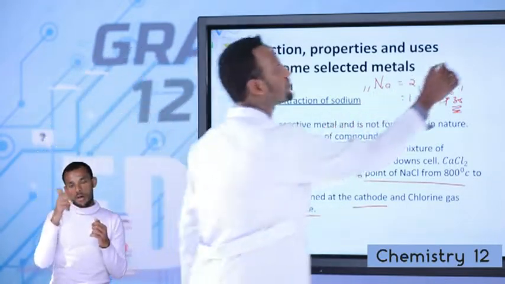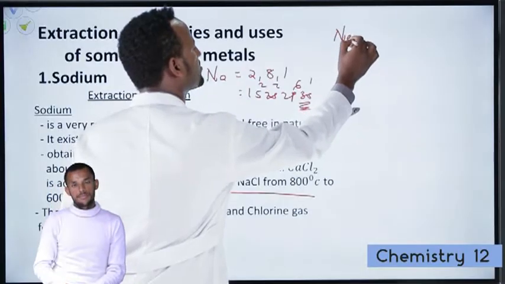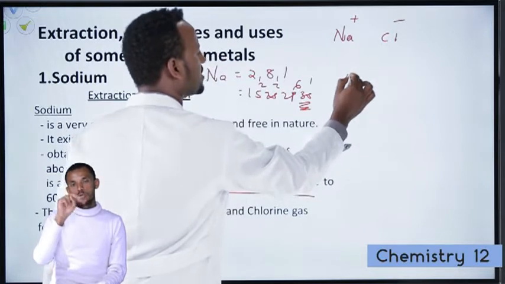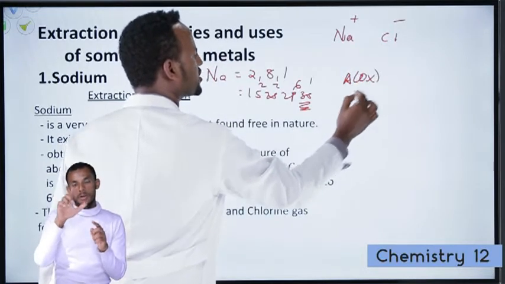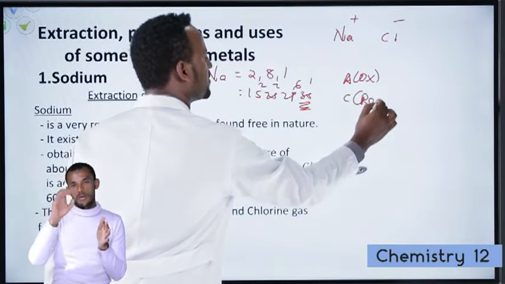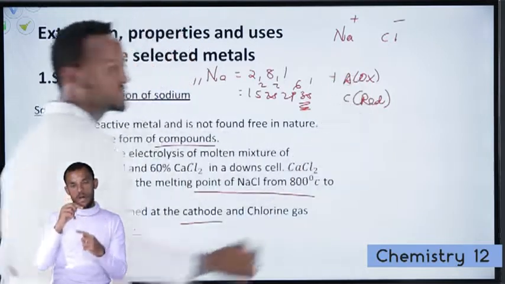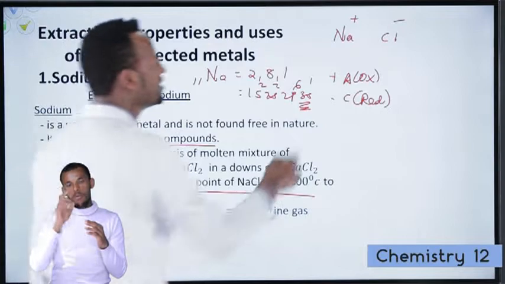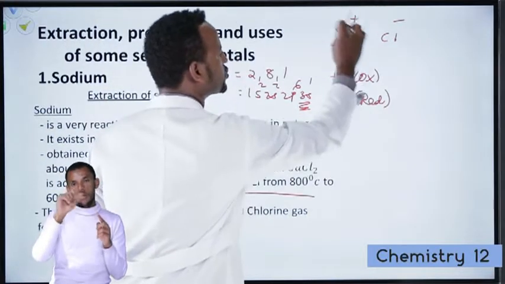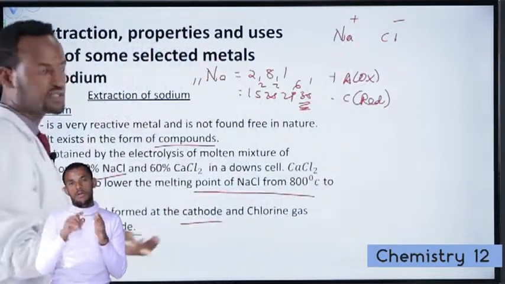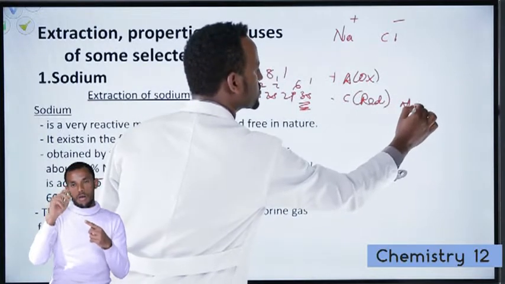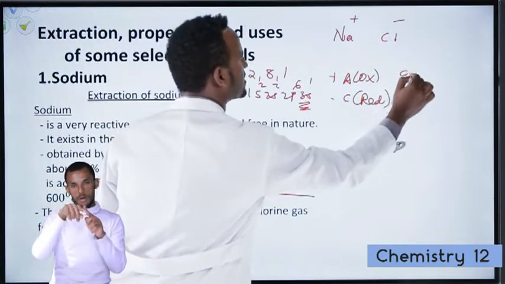You know this one. Sodium chloride in the molten state gives Na+ and Cl-. At the anode, oxidation occurs. At the cathode, reduction occurs. The anode is the positive electrode and the cathode is the negative electrode in an electrolytic cell. Therefore, ions migrate to the oppositely charged electrodes. The positive ion migrates to the cathode. Here we have Na+ and Cl-.